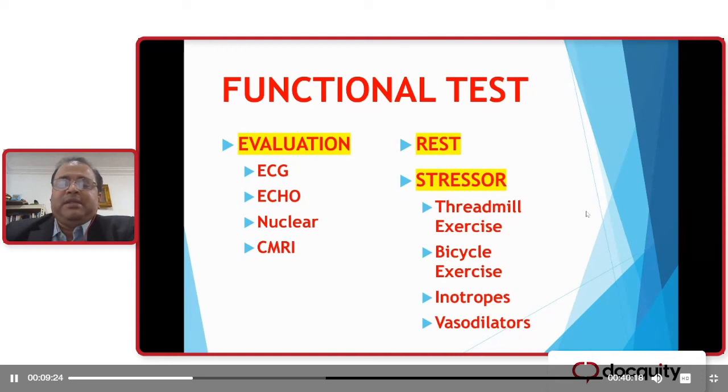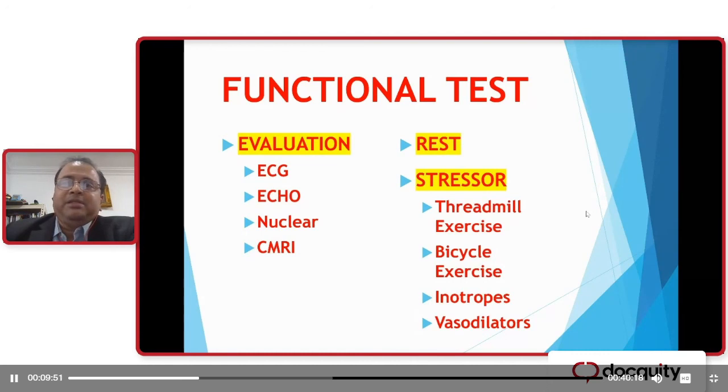So all these tests you can actually do a functional test in two ways. Of course, you need a rest. You always need a resting test as a baseline, and then you put the stressor. So the stressor can be treadmill exercise, bicycle exercise, can be non-pharmacological or pharmacological. You're talking about inotropes like dobutamine. You're talking about vasodilators like dipyridamole, adenosine.